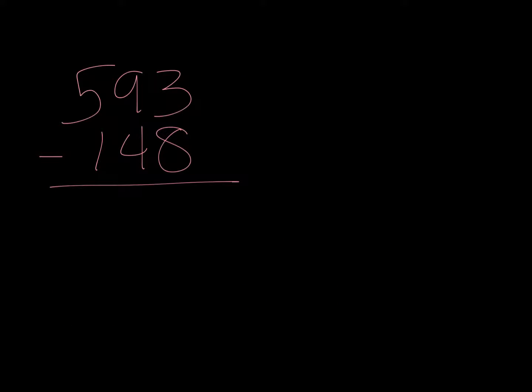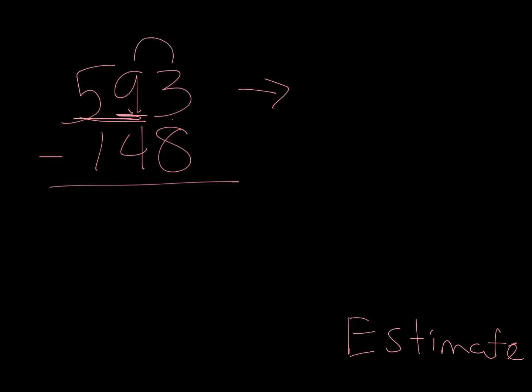Let's try with something simpler. 593 minus 148. We want to get an estimate first. So we're going to round those numbers. And I'm going to round it to 2 place values over, so I get a very precise number. So I'm looking at this 9. I want to round to the tens place. So I look at 3. 3 says 9 gets to stay the same, so it becomes 590.